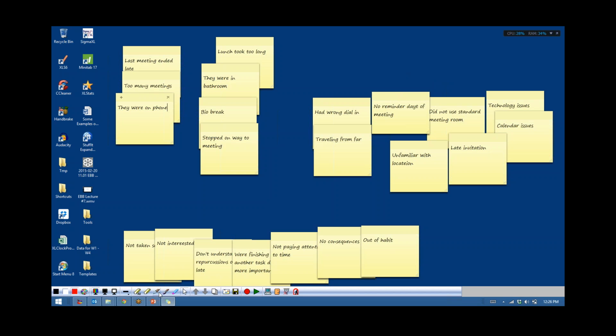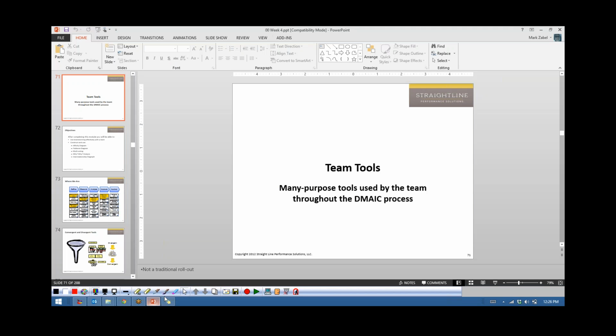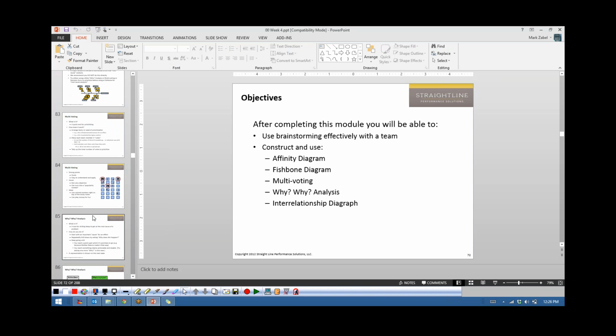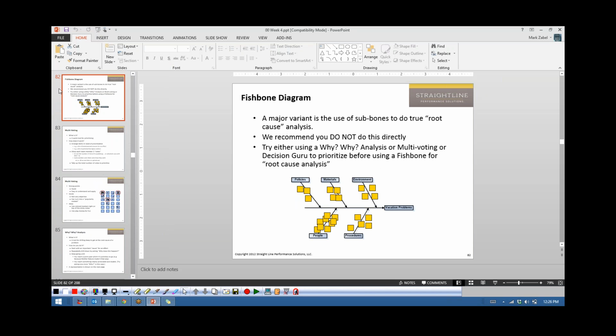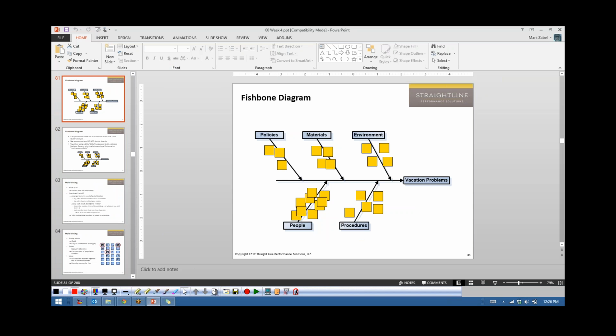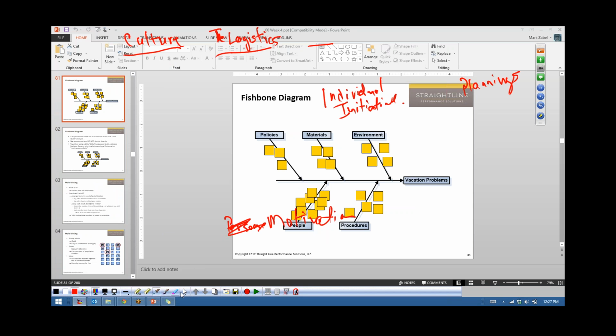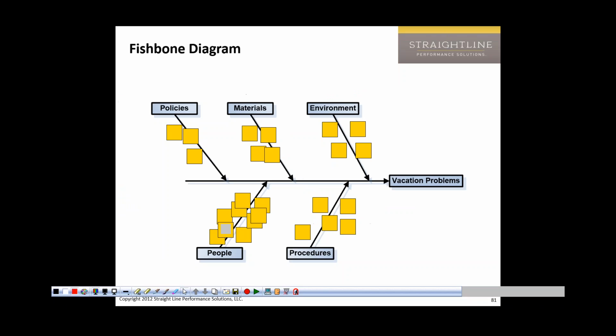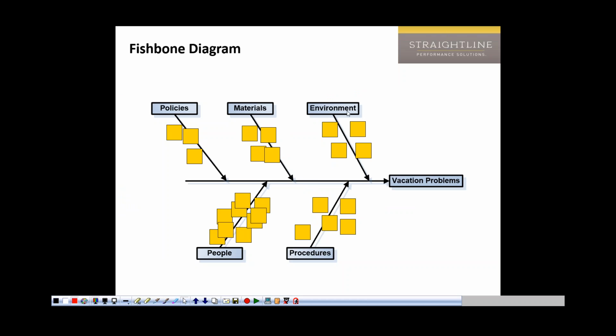fishbone. You start out by drawing the fish. In fishbone, you essentially draw the fish beforehand, and then you usually have a facilitator go through and say, okay, now we're talking about bio break. Should that be people? Should it be policies? Should it be materials? Should it be environment or procedures?